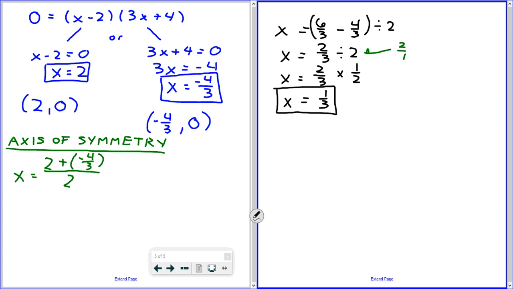Oh, sorry, I skipped a step. This goes to 2 over 6, which goes to 1/3. So 2 times 1 is 2, 3 times 2 is 6. Sorry, I'm taking a deep breath. Whenever we multiply fractions, it just goes top times top and bottom times bottom, right? So 2 times 1 is 2, and then 3 times 2 is 6. Yeah, go ahead. Aren't you supposed to make it negative?